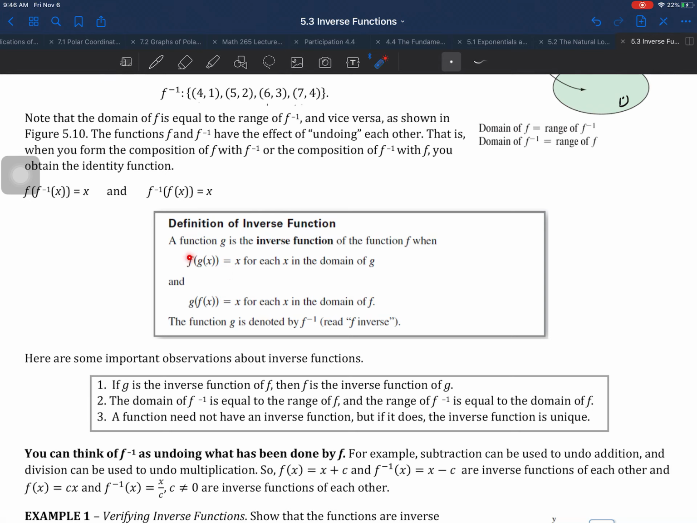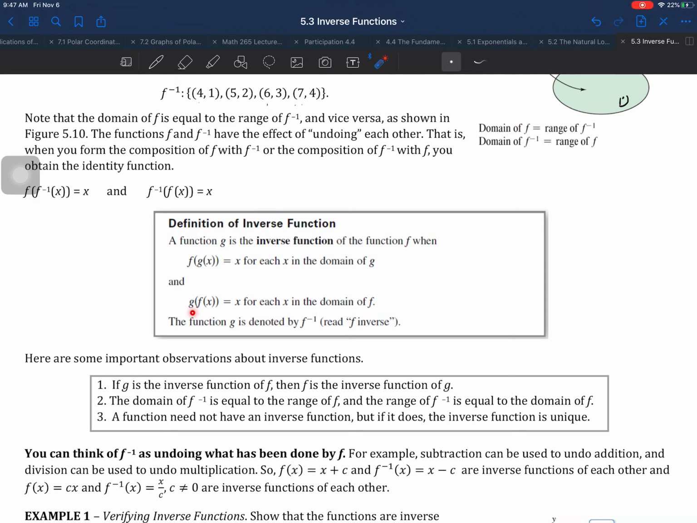In a way, they undo each other, right? They give you back x. And in this case, x is in the domain of g, right? Because in theory, this x came from the domain of g, where it initiated. And then this also needs to be true. That means when you reverse the composition operation of the two functions, you're still going to get back x, right?